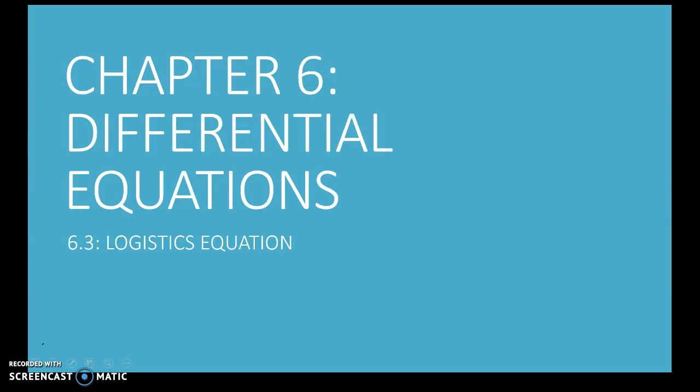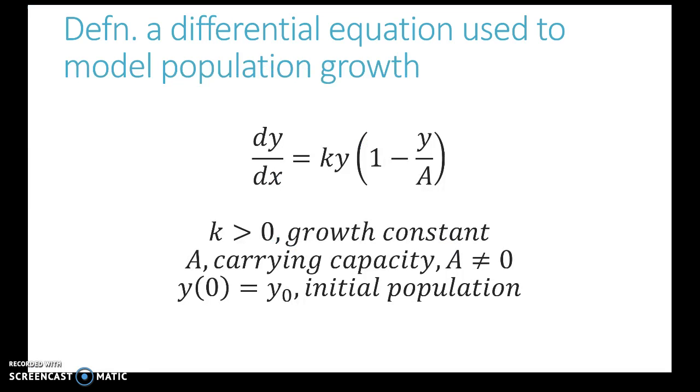Our second chapter in chapter 6 is from section 6.3, and that's the logistic equation. The logistic equation is a differential equation used to model population growth. Generally when we talk about population growth, we say that it can be modeled using an exponential function. But sometimes there are instances where a natural condition or some type of restriction would limit the population. So the logistic equation would be a more realistic model for the growth.